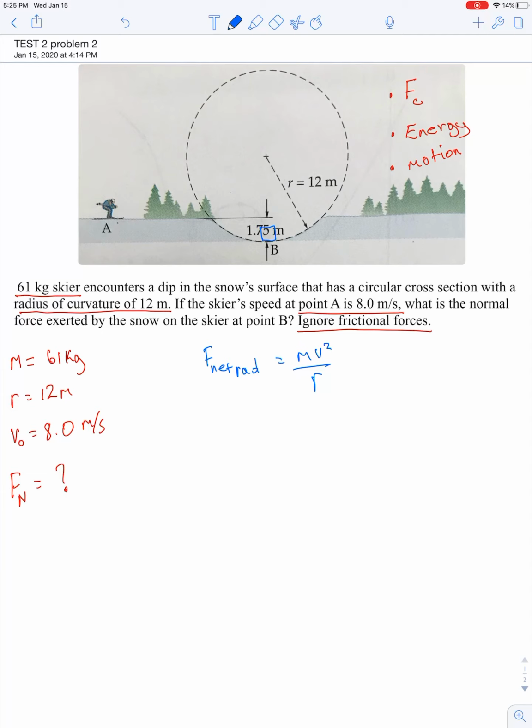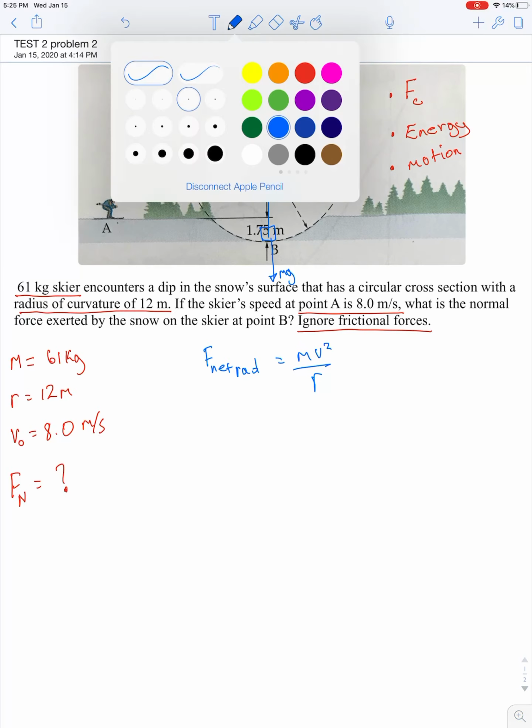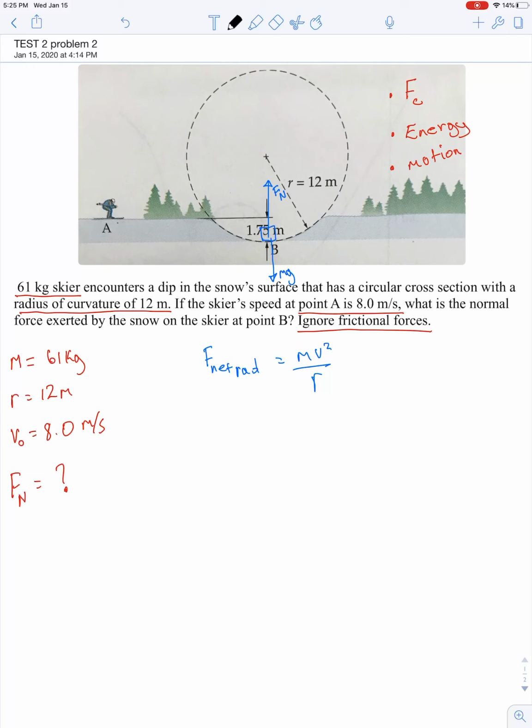So I'm going to draw a nice little box for the skier, and then I'm going to draw my forces. The reason I'm drawing forces is because this is F net radial. So I have going up my normal force, which is perpendicular to the surface. Going straight down is my weight. And then I just add these. Remember, they're acting along the radial line because they're both perpendicular to the surface right there. So I add them, and that would be Fn minus mg equals mv squared over r.